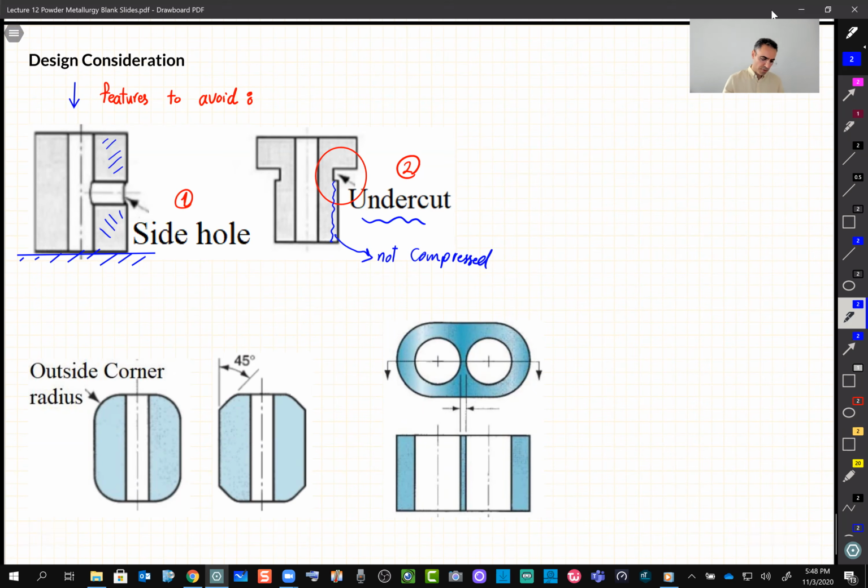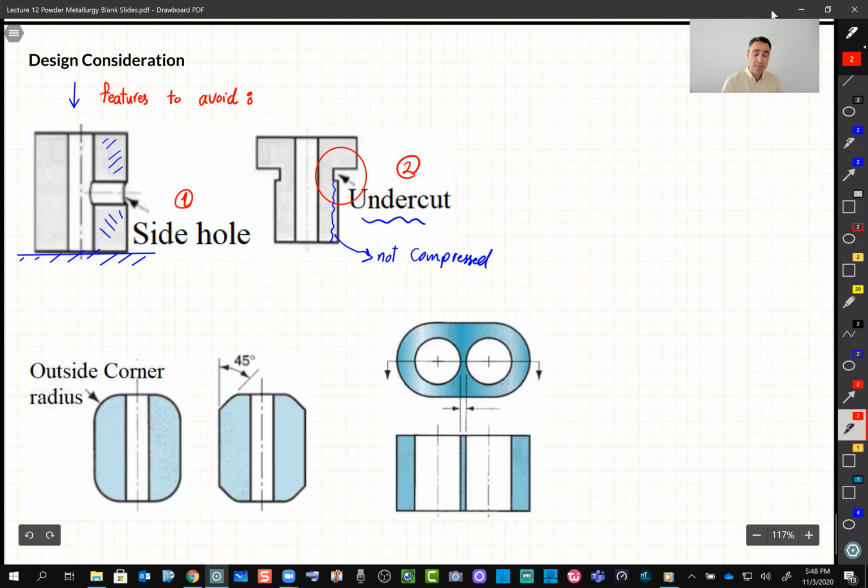Another feature that we should avoid is this round corner. We always like round corners, right? Remember, we always said fillet is a good thing, but there is one particular process in which a round corner is bad. So avoid this.